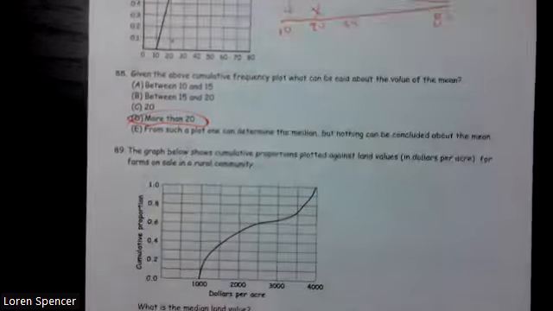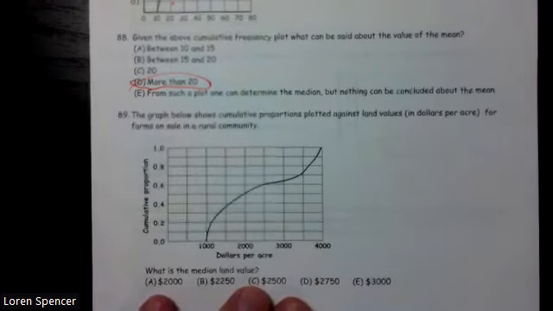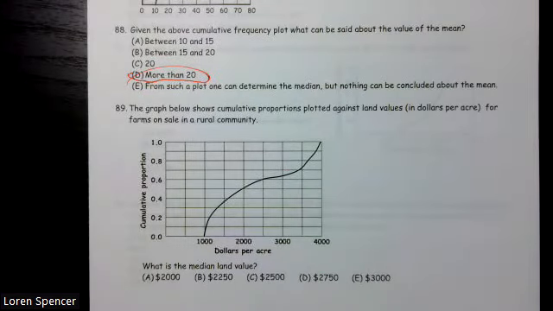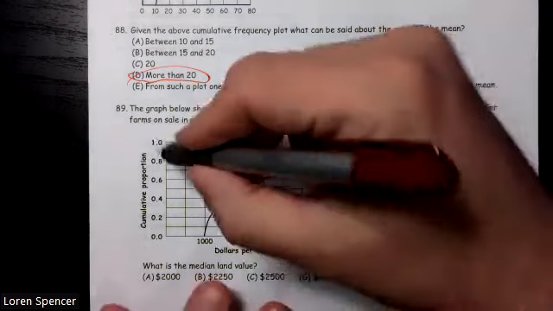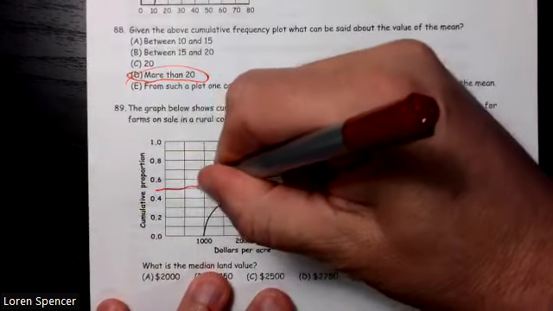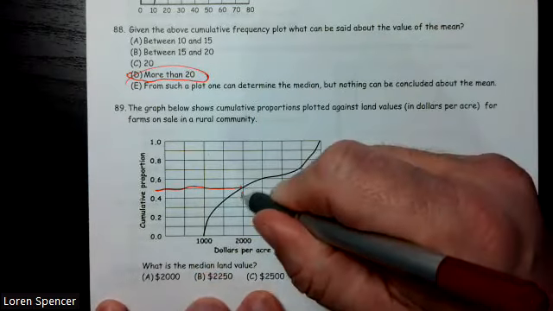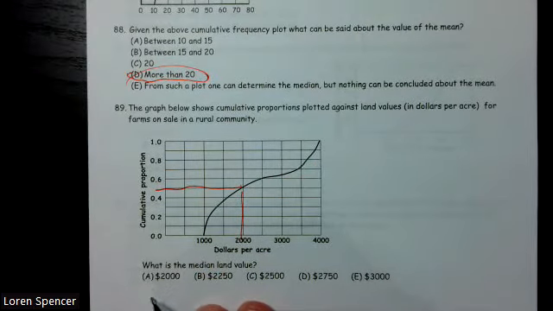89. The graph below shows the cumulative proportions plotted against land values in dollars per acre for farms on sale in a rural community. Okay. What is the median value? Well, the median value is at 50%, which is right here at 50%. And I drop down. So my best answer choice should be A.